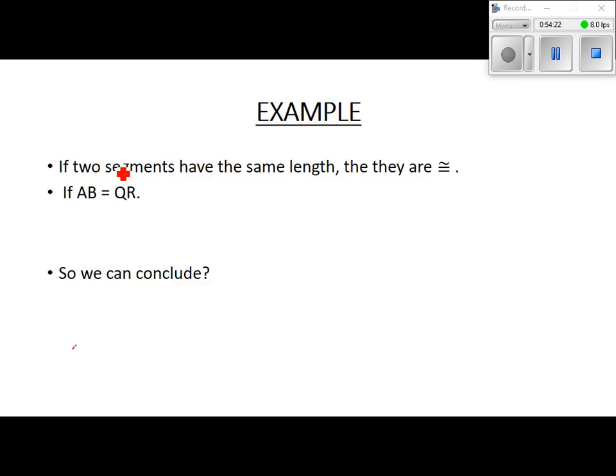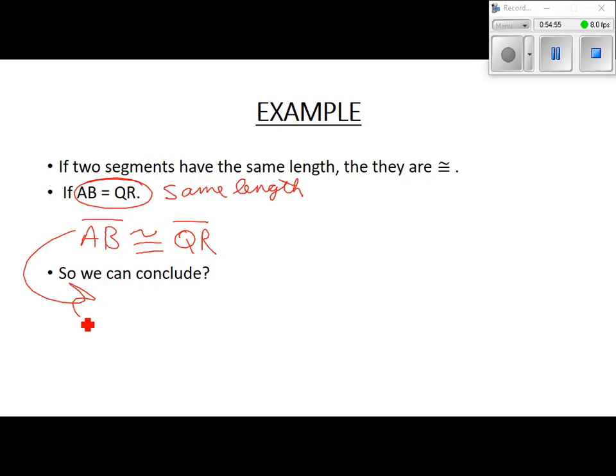So on this, if 2 segments have the same length, then they are congruent. AB equals QR. So what's that tell us about them? They have the same length. Well, if they have the same length, then what can we say about those 2 segments? Then they are congruent. So the statement we could make mathematically is segment AB is congruent to segment QR. Remember to use your symbols. What does this symbol mean again? Congruent. That should have been written down here. That's the conclusion we can make from that.